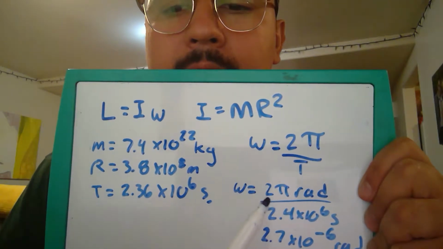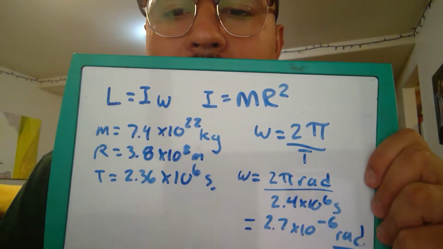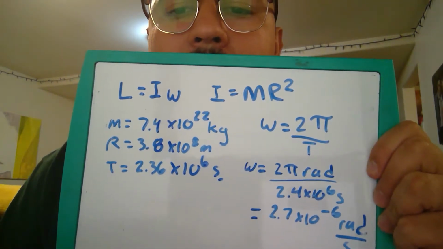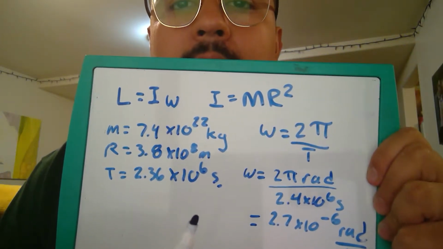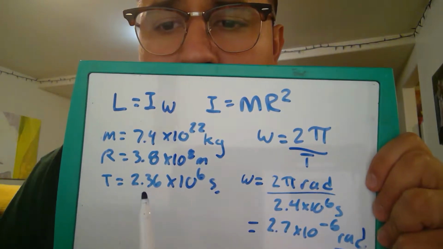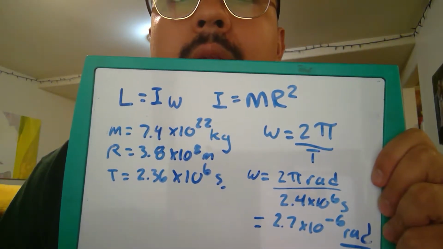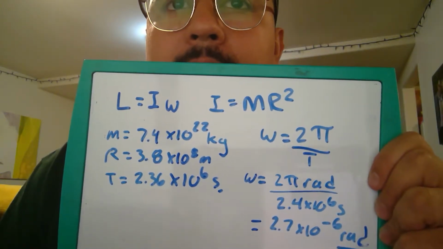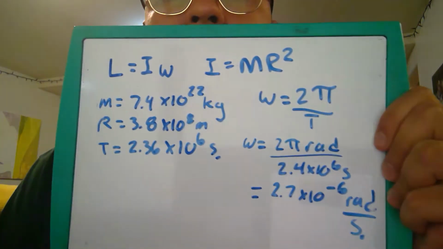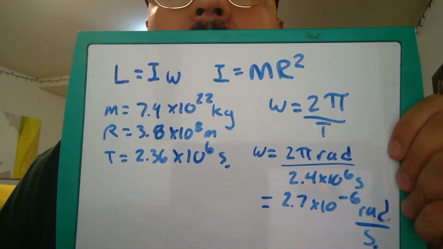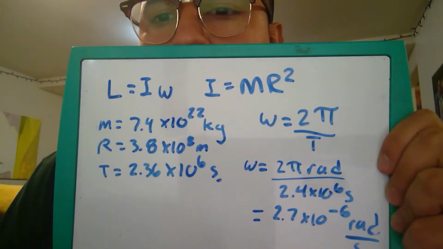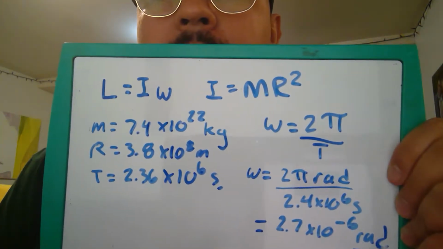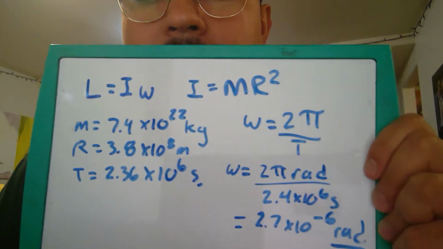Because they already gave us the period, we just plug it in, and so we get 2 pi radians over the period of 2.36 times 10 to the 6 seconds, which is then going to give us an angular speed of 2.7 times 10 to the negative 6th radians per second.